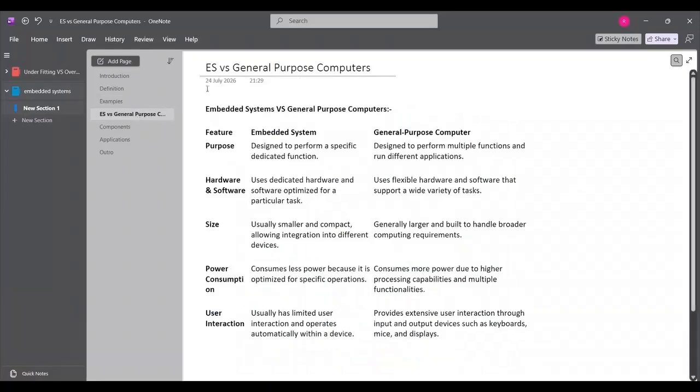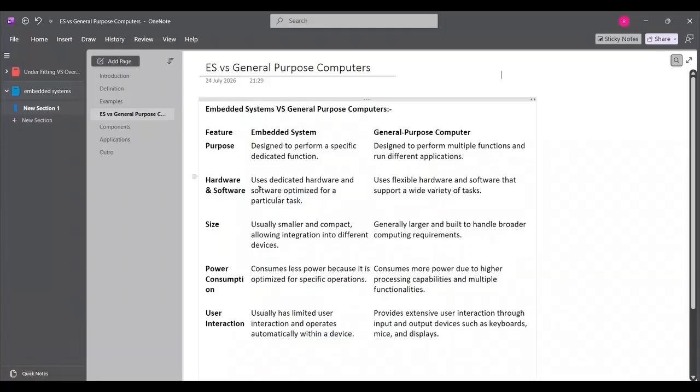Now let's understand how embedded systems are different from general-purpose computers. A general-purpose computer, such as a desktop or laptop, is designed to perform a wide range of tasks. Users can install different applications and use it for activities like browsing the internet, gaming, programming, and document editing. An embedded system, on the other hand, is designed for a specific task and usually operates within a larger device. The key differences are, embedded systems are designed to perform a specific dedicated function, whereas general-purpose computers are designed to perform multiple functions and run different applications.